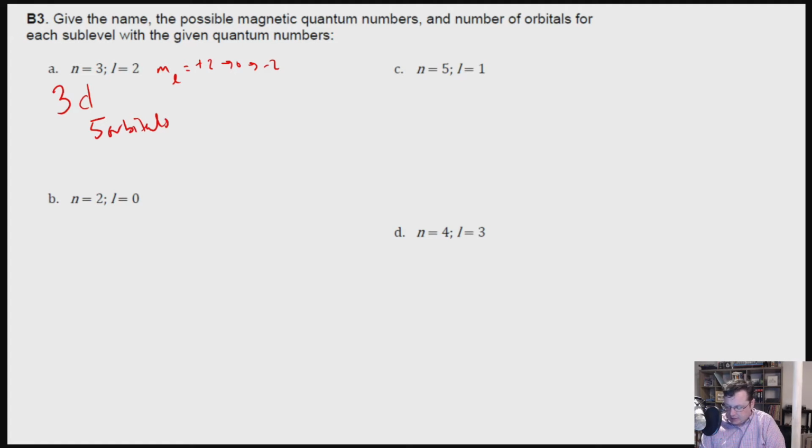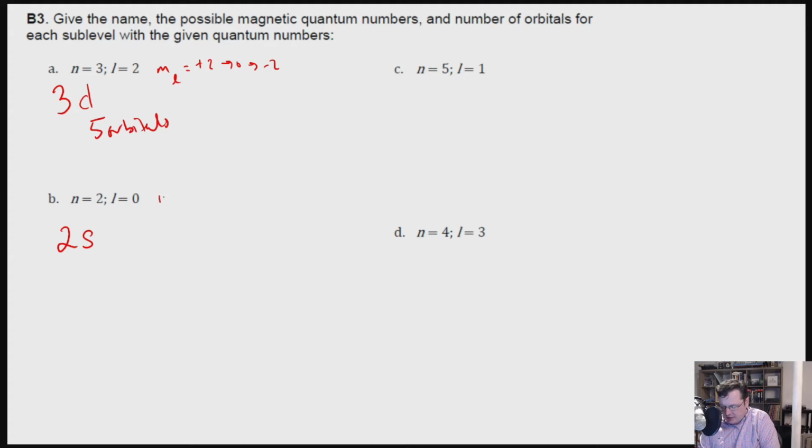Next one, we have n equals 2 and L is equal to 0. So again, because n is equal to 2, we know that that's the principal quantum number. That's going to give us the 2 for the name of the orbital. In this case right here, L is equal to 0, and when L is equal to 0, that's going to be your s orbital. So the orbital's name is going to be 2s.